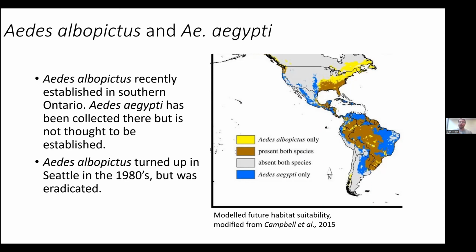You can see on the right-hand side there's some modeling data showing that pretty soon there's going to be suitable habitat for both Aedes albopictus and Aedes aegypti in southwestern British Columbia. Depending on which data you're looking at, there might already be suitable habitat for Aedes albopictus here. So this is not some far-off thing. This might be just around the corner for us, something that we need to have on our radar now.